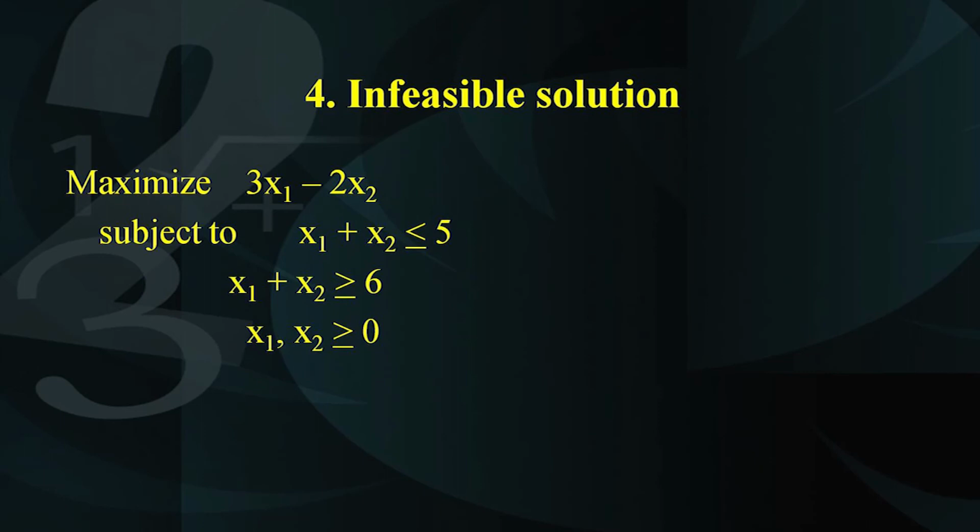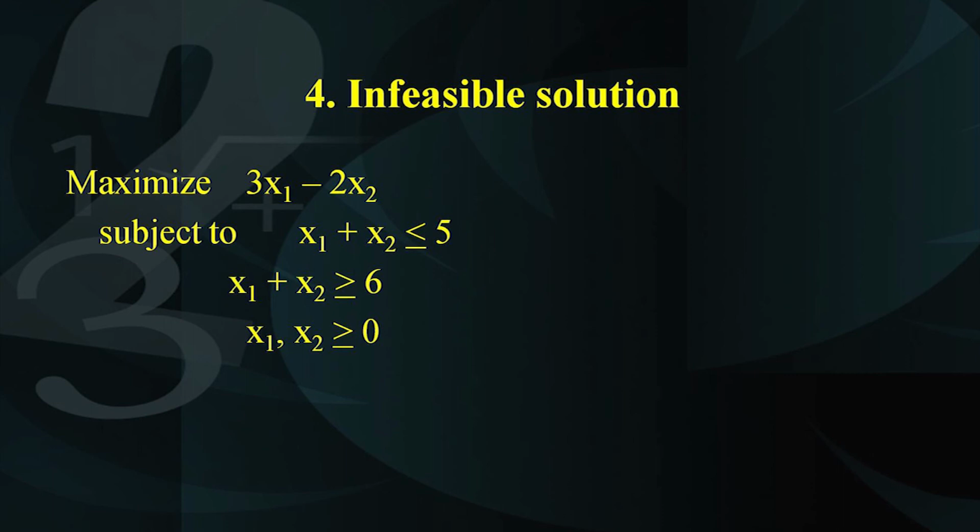The fourth example that I am considering is the case of an infeasible solution. Now, what is the characteristic of this problem? Maximization of 3x1 minus 2x2 subject to x1 plus x2 less than or equal to 5, x1 plus x2 greater than or equal to 6, and x1 and x2 are greater than or equal to 0.